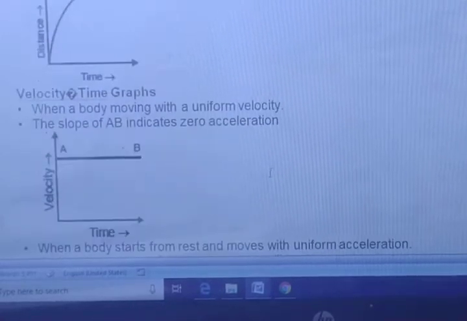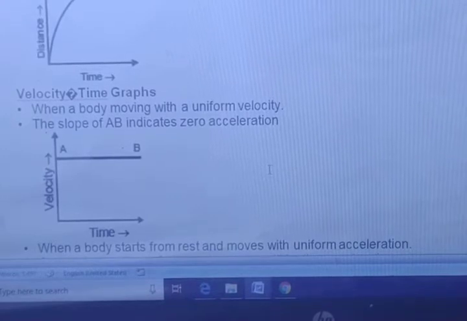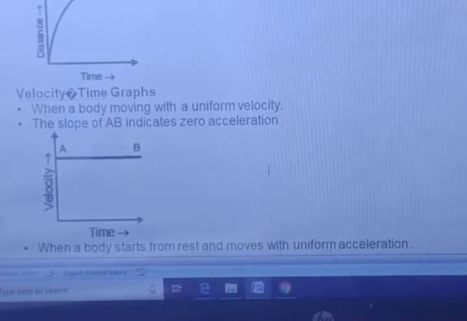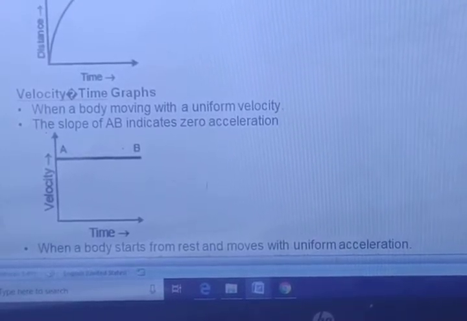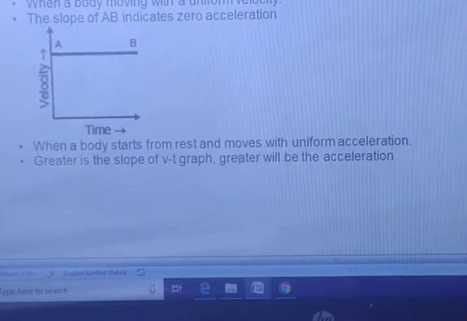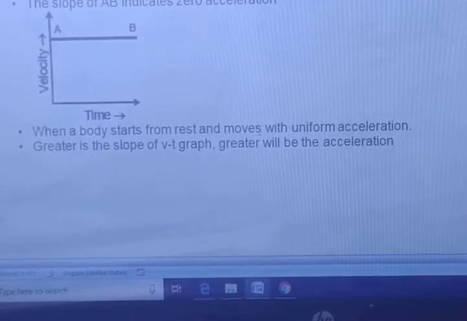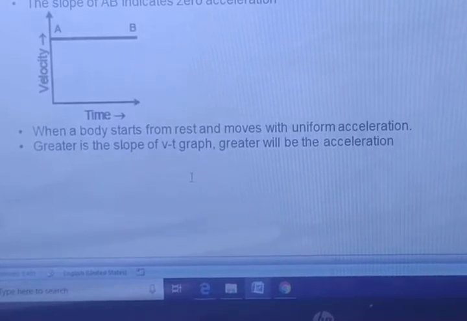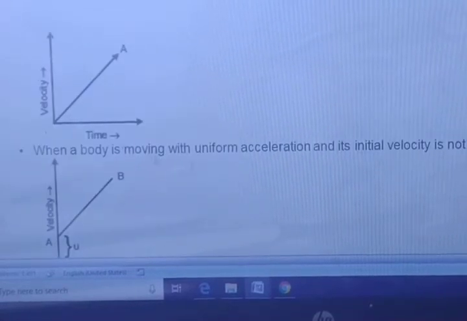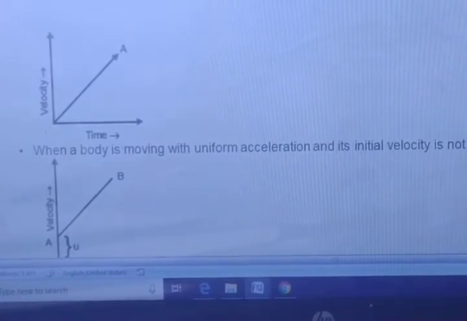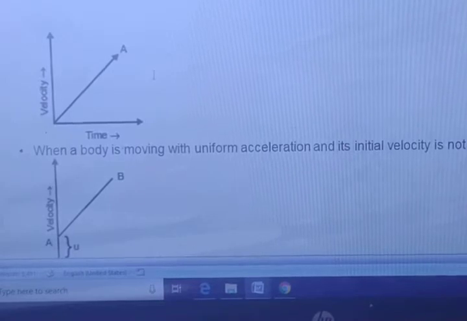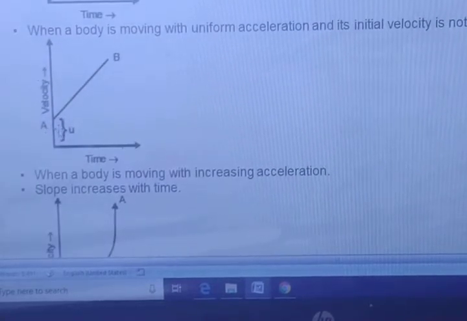Velocity-time graphs: when a body moves with a uniform velocity, the slope of AB indicates zero acceleration. When a body starts from rest and moves with a uniform acceleration, the greater the slope of the velocity-time graph, the greater the acceleration. You can see here a body moving with a uniform acceleration whose initial velocity is not zero.